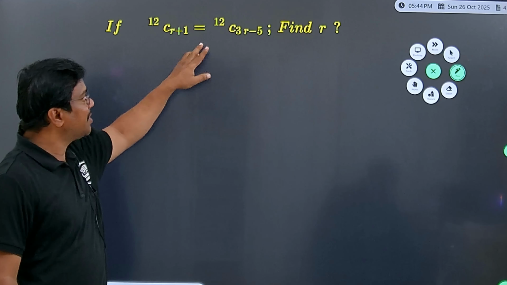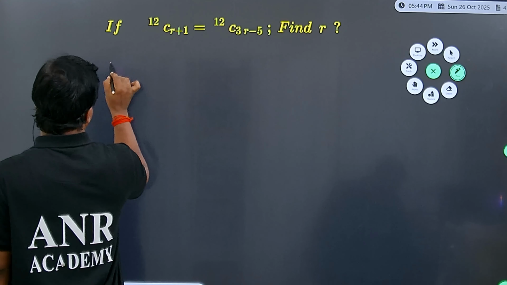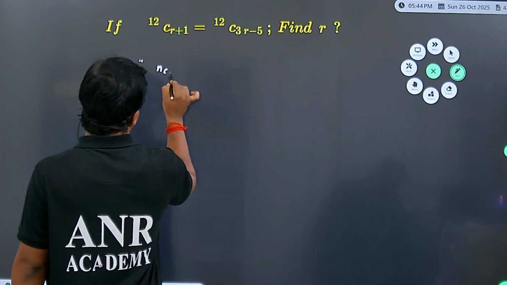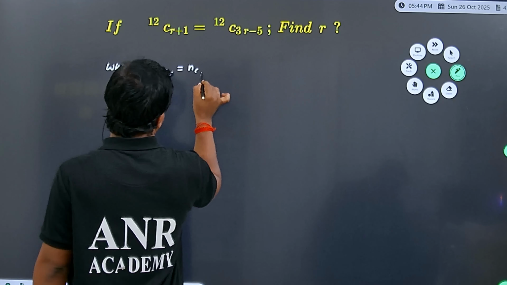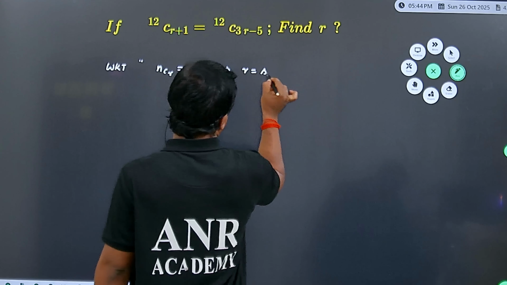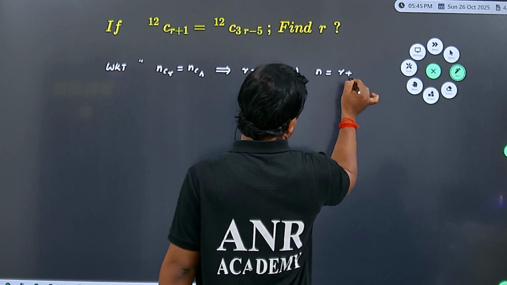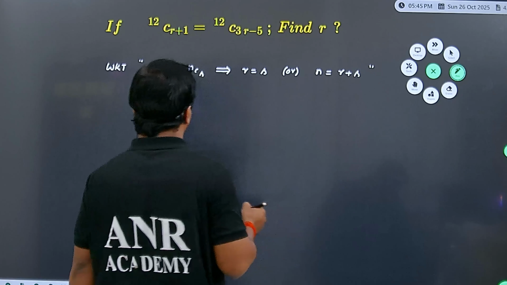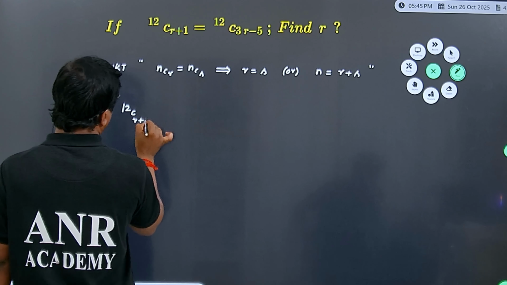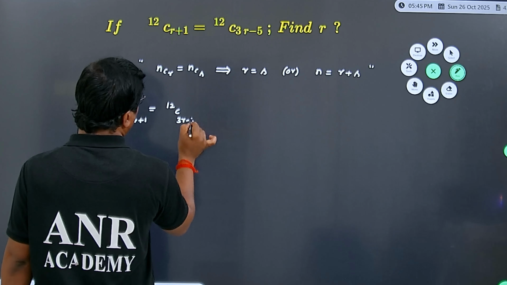12CR plus 1 is given as 12C3R minus 5. Then find the value of R. That is the question. Yes, we know that NCR equal to NCS implies R value equal to S, or n can be written as R plus S. Here 12C R plus 1 equal to 12C 3R minus 5.